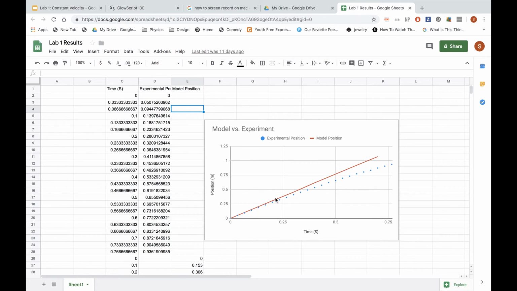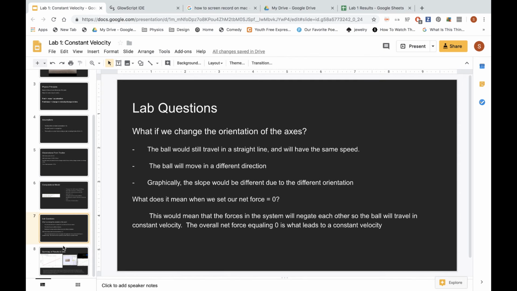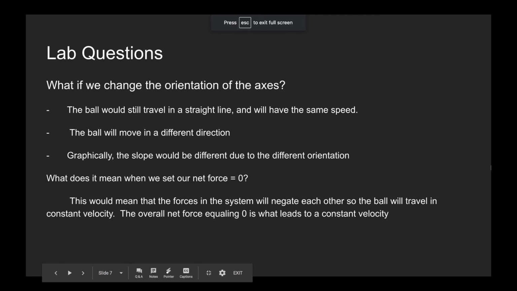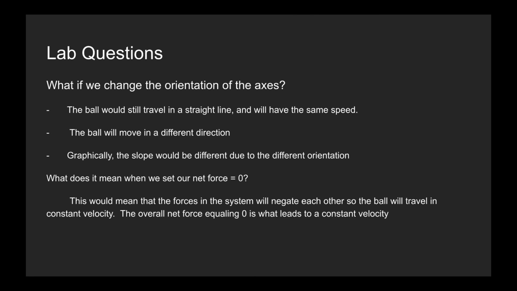So in the experimental model, the velocity is decreasing because the ball is slowing down. Whereas in the computational model, it's a linear line, which means the velocity was constant. Though our experimental model did not support the expected results completely, it was still beneficial to show the two and understand why they differ. So there were several lab questions we had to answer.